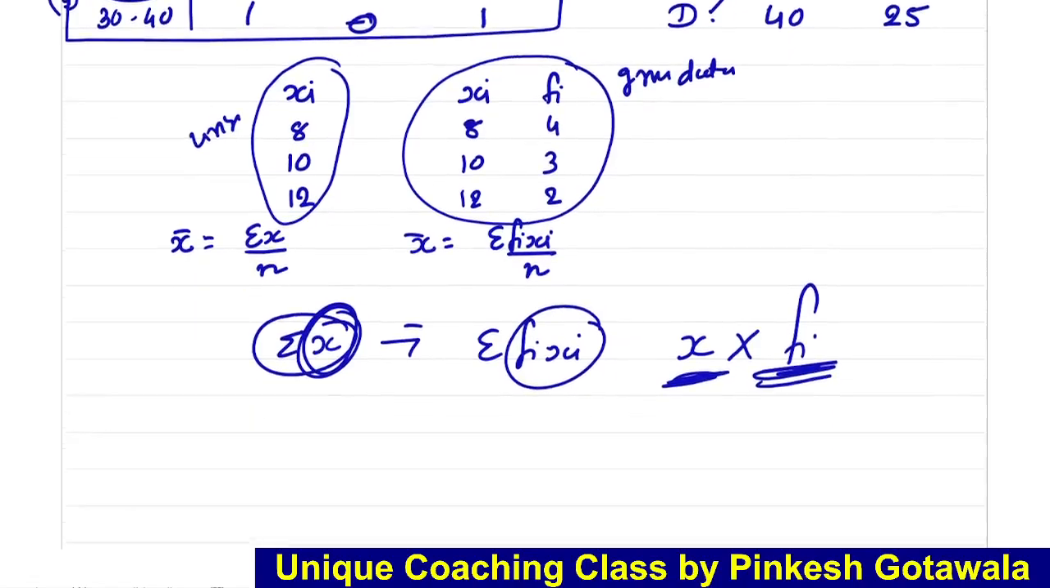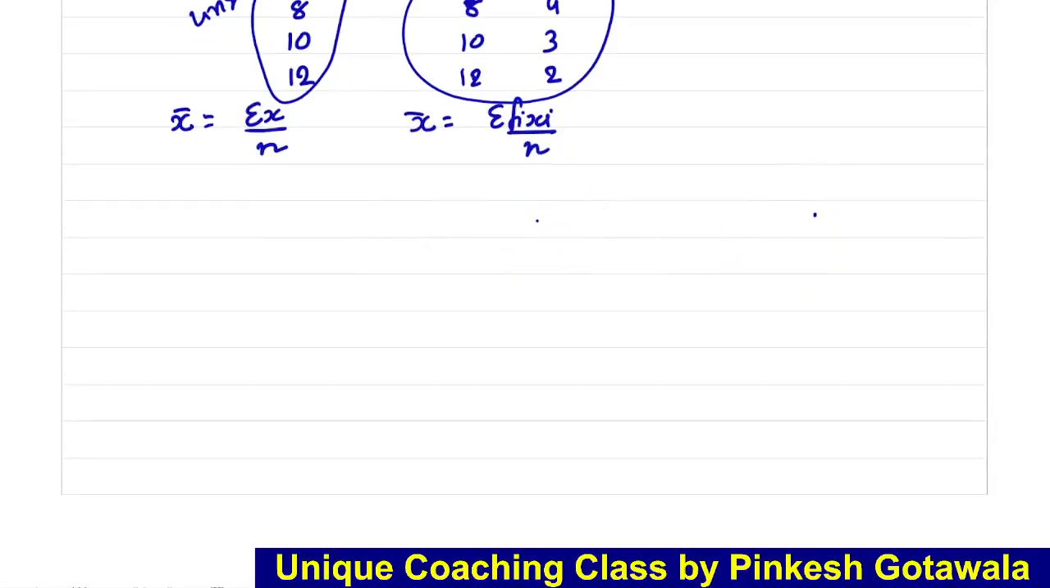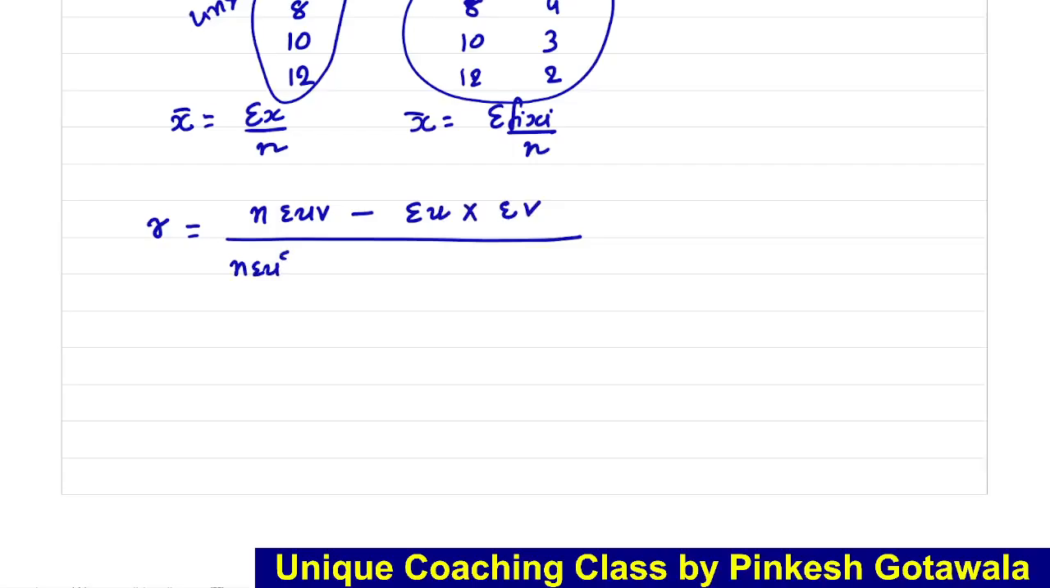If you get frequency, the formula would be made like this. The formula is always made in a pattern. So right now I am going to write the basic formula of UV, the one we used in ungrouped data: N sigma UV minus sigma U into sigma V, over the square root of N sigma U square minus sigma U whole square, N sigma V square minus sigma V whole square.